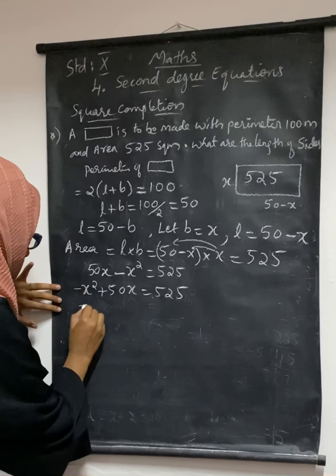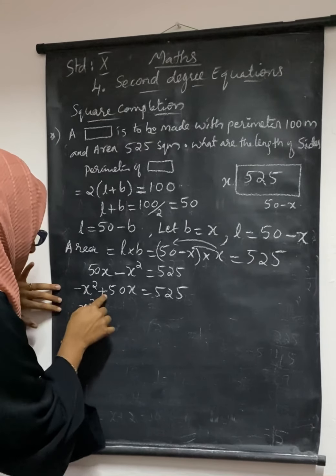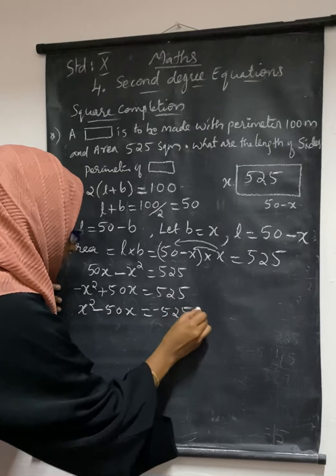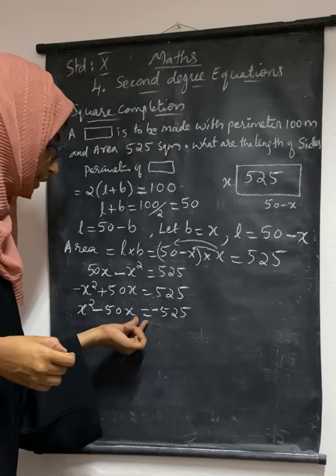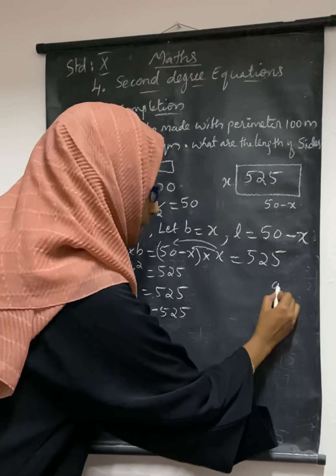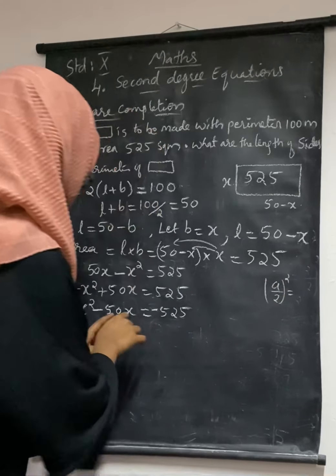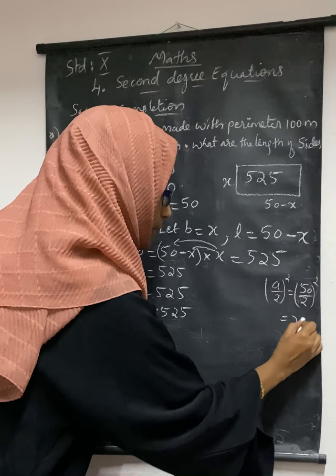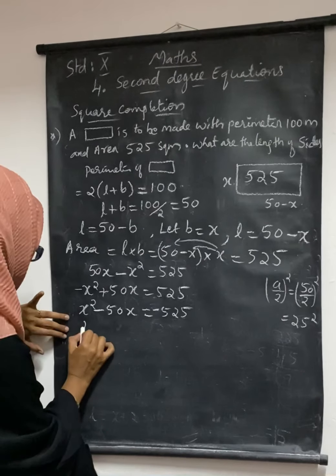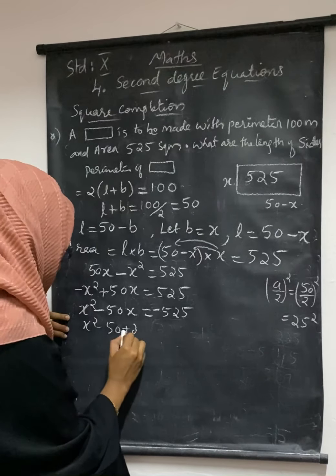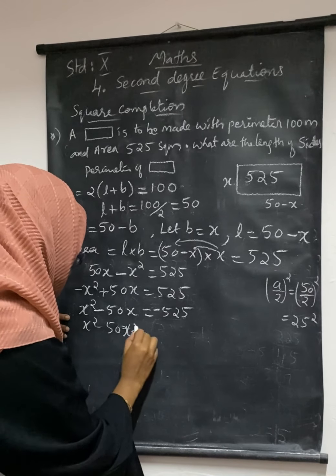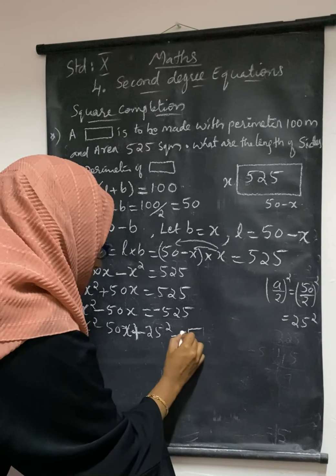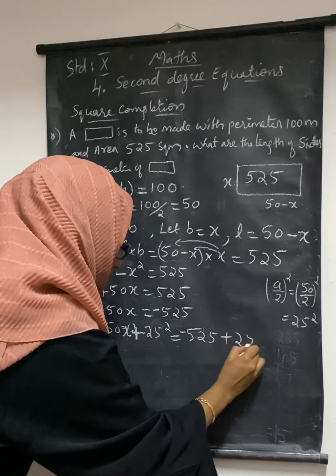So I am changing this one: x square, minus becomes plus, plus becomes minus. 50x is equal to, this plus becomes minus 525. Now listen here. First term is there, second term is there, third term is missing, no? So how to find the third term? That you know: (a by 2) whole square. Here the x coefficient is 50, so (50 by 2) whole square. Half of 50 is how much? 25 square. So add 25 square here and here. So x square minus 50x plus 25 square, because this one you have to add, is equal to minus 525 plus 25 square.